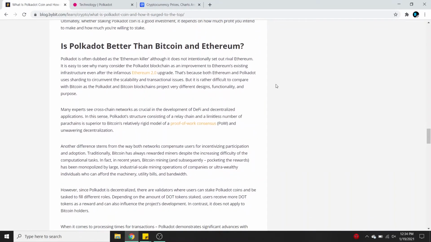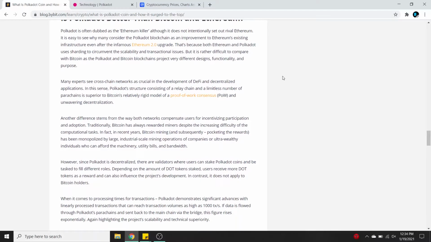Is Polkadot better than Bitcoin and Ethereum? Well, Polkadot is often dubbed an Ethereum killer, although it does not intentionally set out to rival Ethereum. It is easy to see why many consider the Polkadot blockchain an improvement to Ethereum's existing infrastructure, even after the infamous Ethereum 2.0 upgrade.